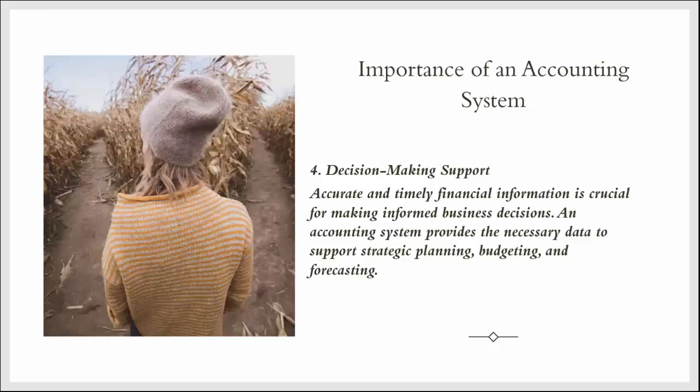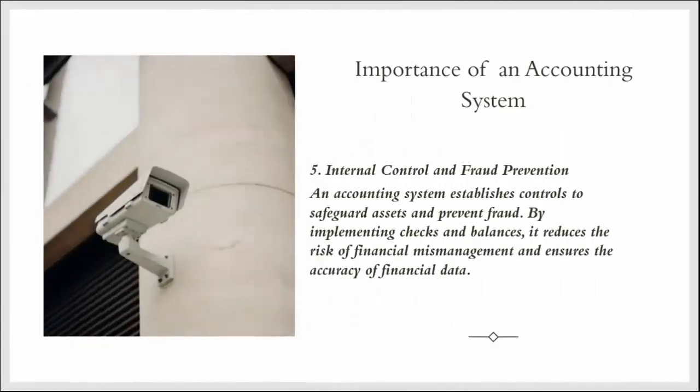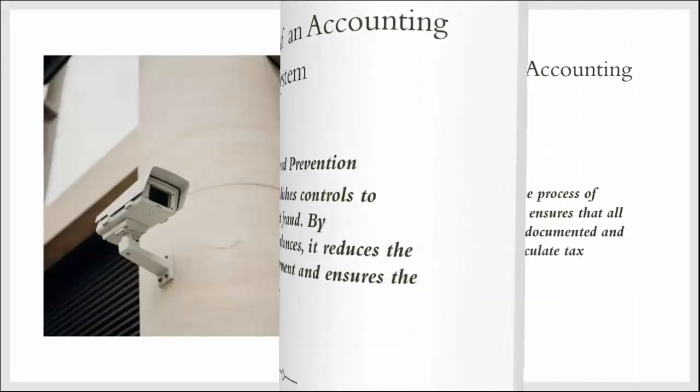An accounting system provides the necessary data to support strategic planning, budgeting, and forecasting. 5. Internal control and fraud prevention. An accounting system establishes controls to safeguard assets and prevent fraud. By implementing checks and balances, it reduces the risk of financial mismanagement and ensures the accuracy of financial data.